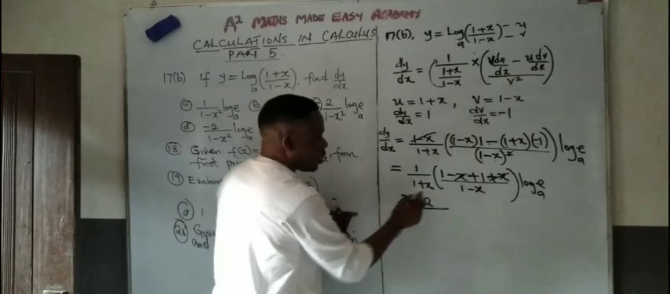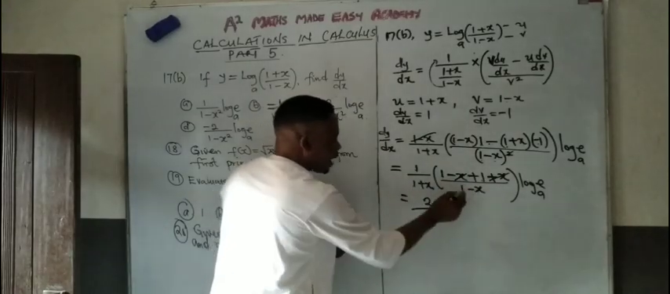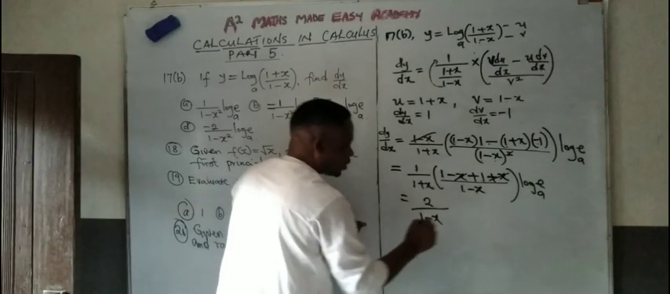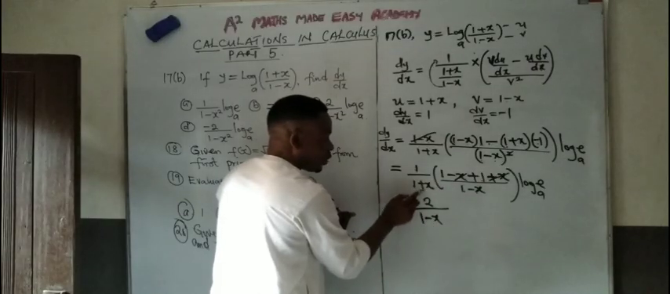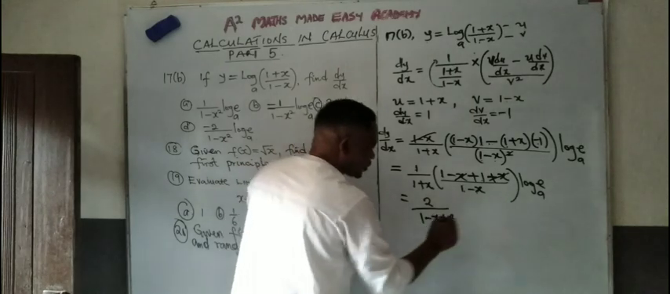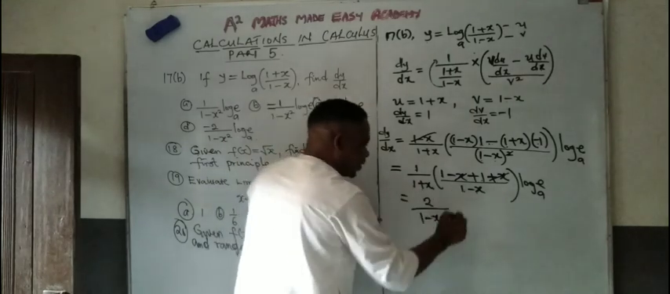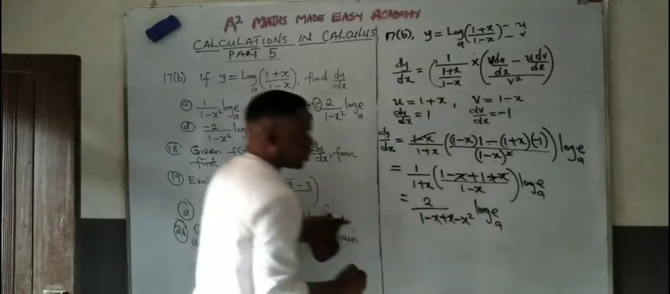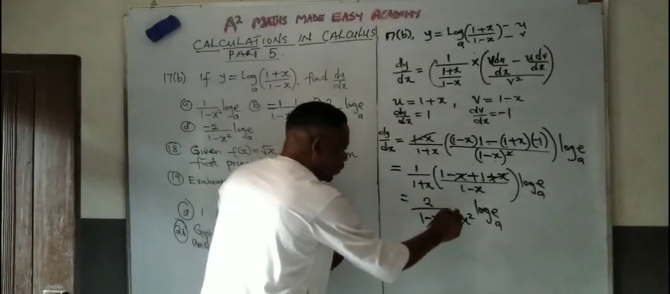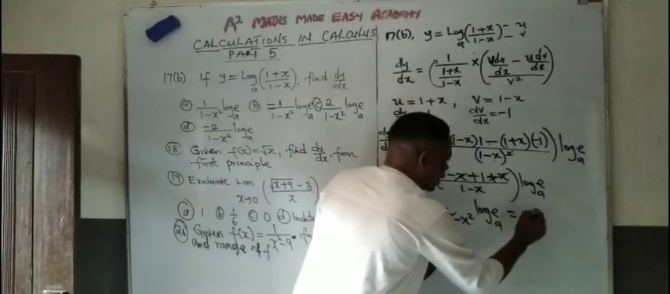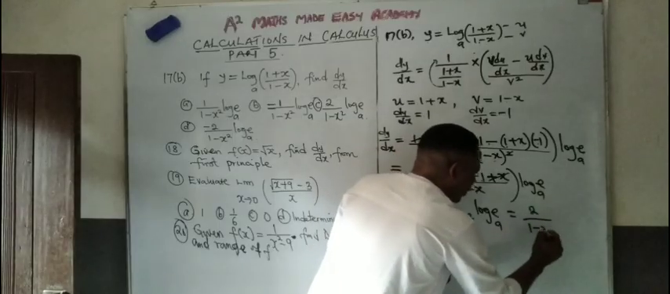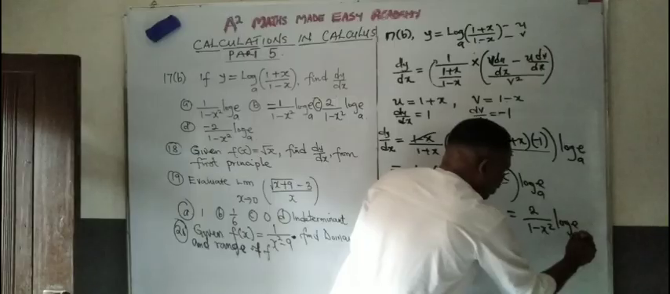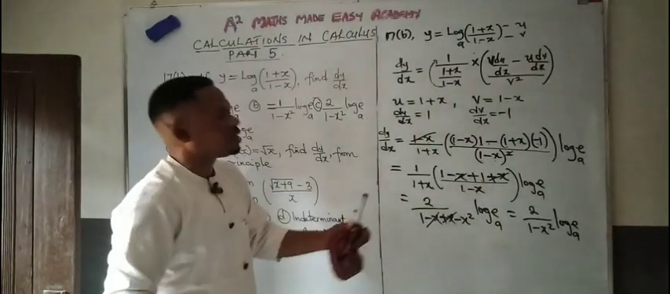Then all over, open the bracket. 1 times 1 will give us 1. Then 1 times minus x is minus x. Use this now. Plus x times 1 is plus x. Then plus x times minus x is minus x squared. And this is log exponential to base a. Can you see that this one will go with this, right? So what is remaining here? 2 all over 1 minus x squared, followed by log exponential to base a. Now this is the final answer.